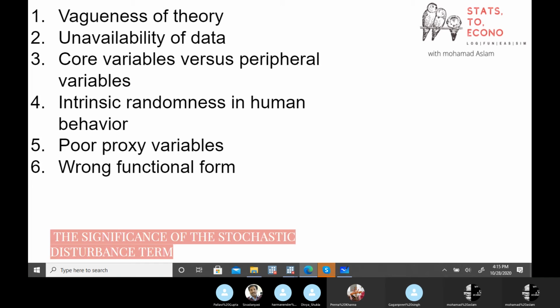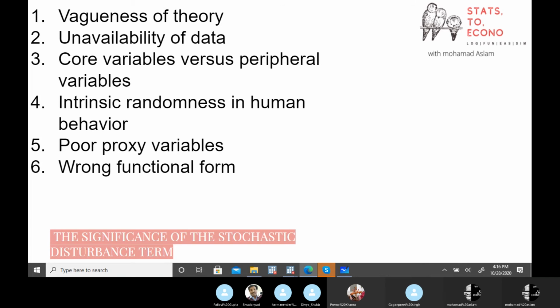Then among the core and peripheral elements, suppose you have some other important variables, but you don't want to work on them, or they are not so important. Like in the Keynesian psychological law of consumption, the rate of interest is not there in the consumption function, although many monetary economists say the rate of interest is also important in consumption behavior. So you can put all those factors in the error term as residual.